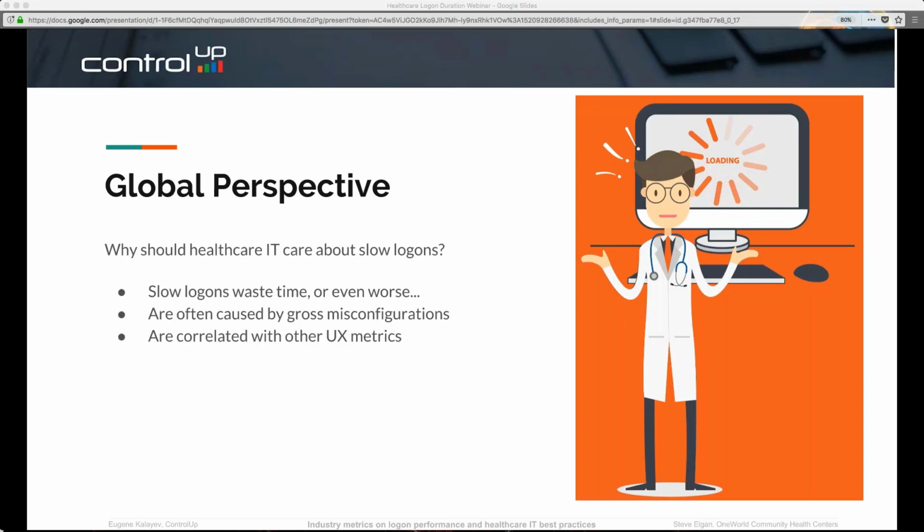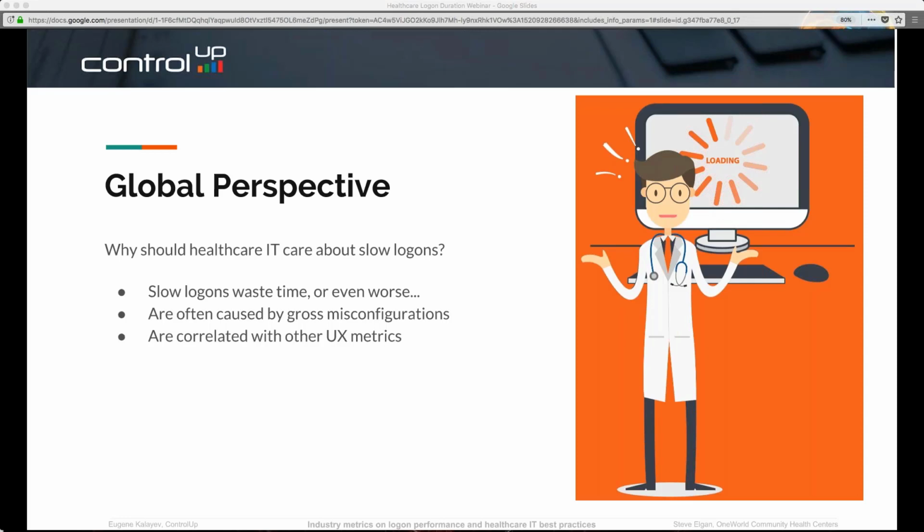But why should we care about slow logons? So the first and I guess the very simple reason is because when logons are delayed, when they're slow, there's a waste of time associated with them. When a user is waiting for their desktop or their application to become available, time is wasted. And as our research shows, the average total time spent on logon delays in an organization is about 1,400 hours per year.